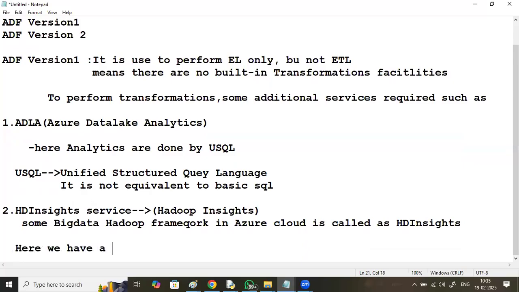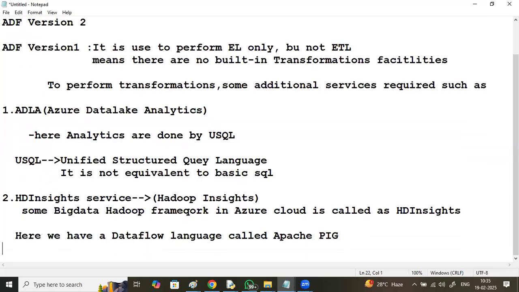Here we have a data flow language called Apache Pig. At each pipe, different transformations. Using Pig, this data flows.